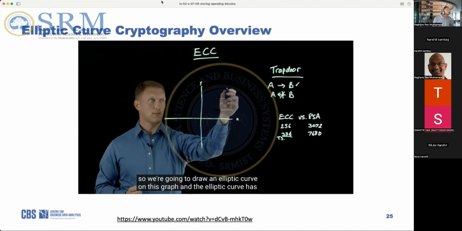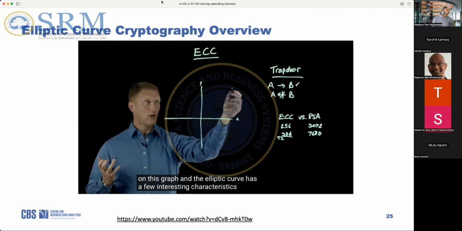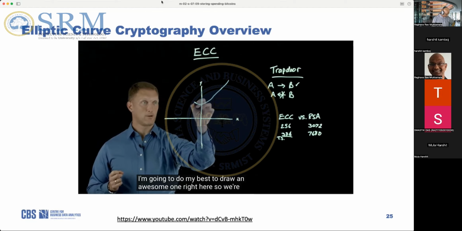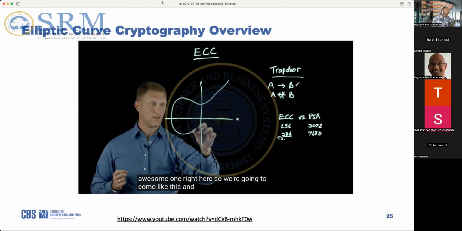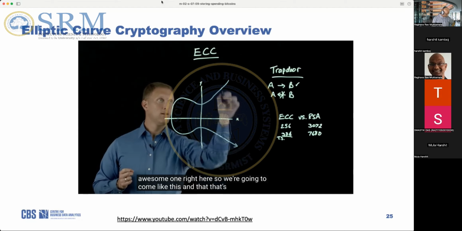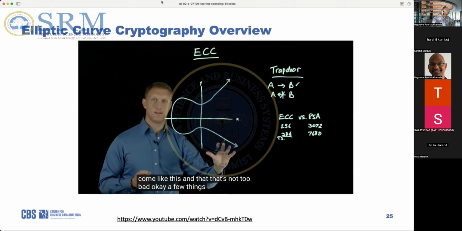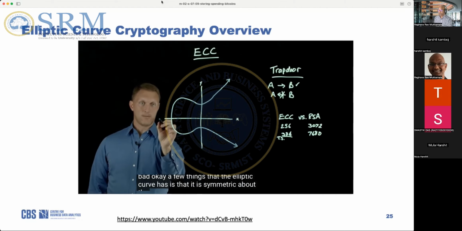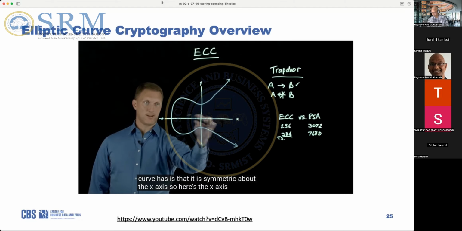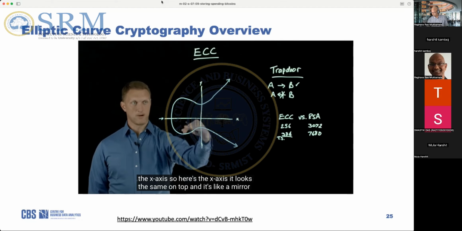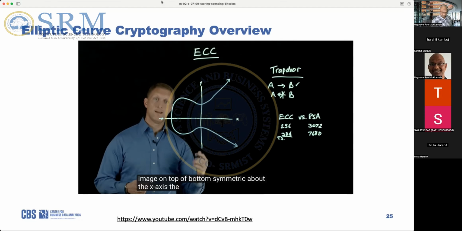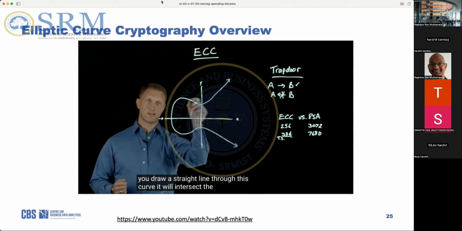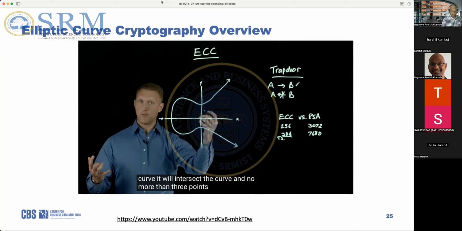The elliptic curve has a few interesting characteristics, and I'm going to do my best to draw an awesome one right here. Okay, a few things the elliptic curve has: it is symmetric about the x-axis. So here's the x-axis, and it looks the same on top and bottom, like a mirror image. The other thing is that if you draw a straight line through this curve, it will intersect the curve in no more than 3 points.